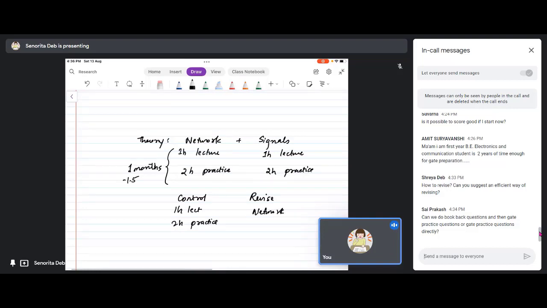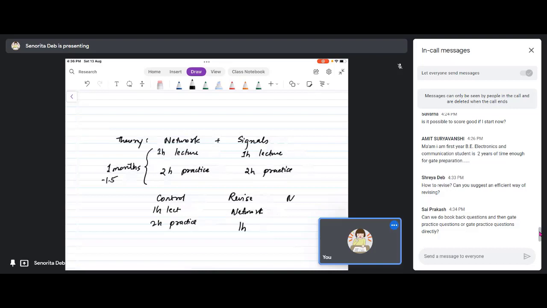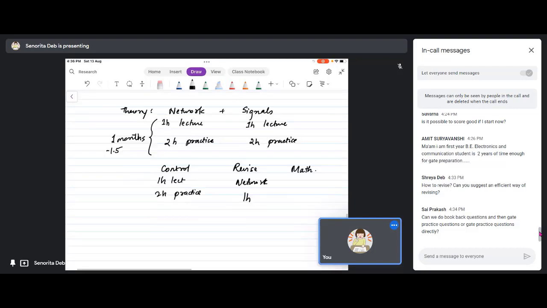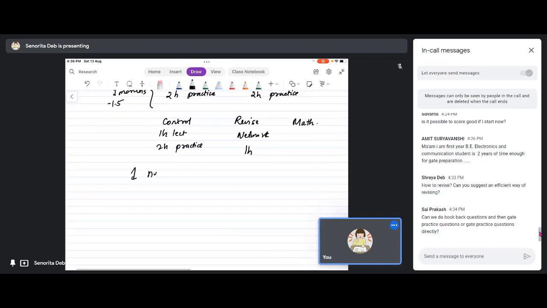Do a 1 hour revision of network here, and in parallel you can actually start with maths. For those who have taken a drop and preparing, for college going students, I think 1 subject per day will be enough. So my point is, 1 new subject plus 1 old subject revision. That is what I used to do.